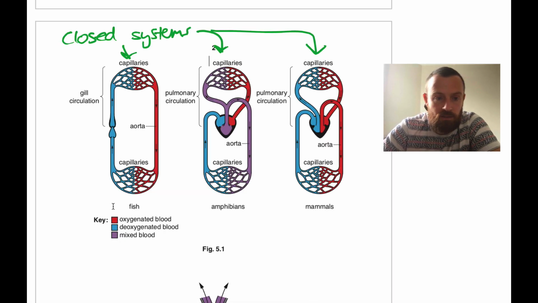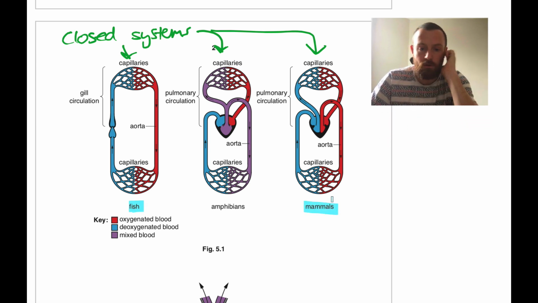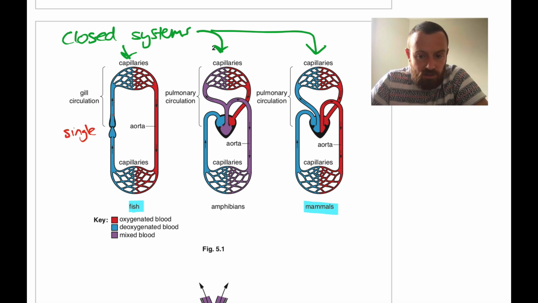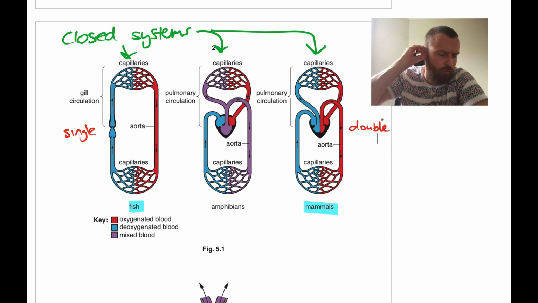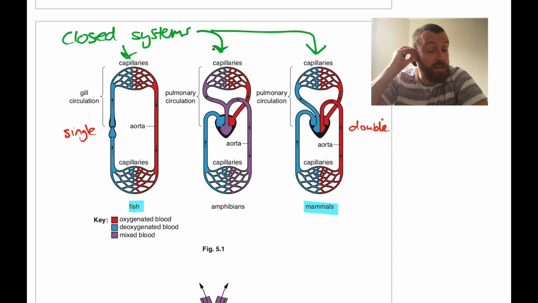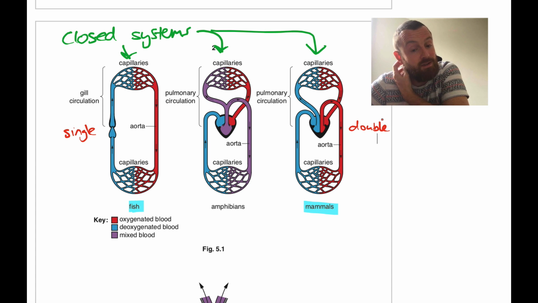Okay, well, here's the fish, and here is the mammal. So a fish is a single system, isn't it? Okay, it is a single system, and this is a double circulatory system. Don't just say single versus double, that's not enough. Elaborate further.